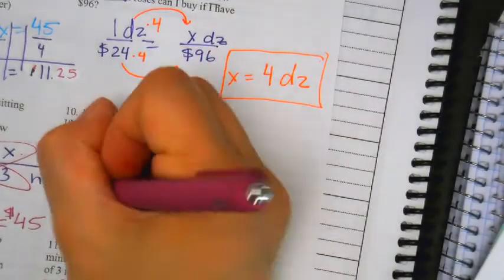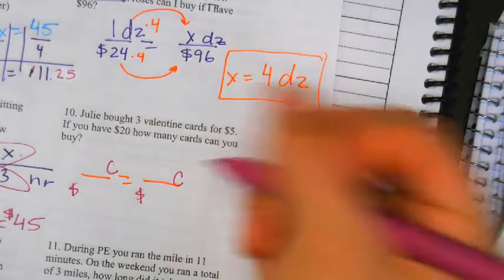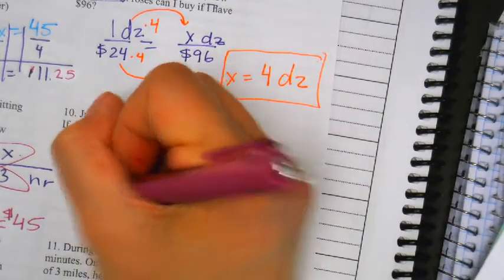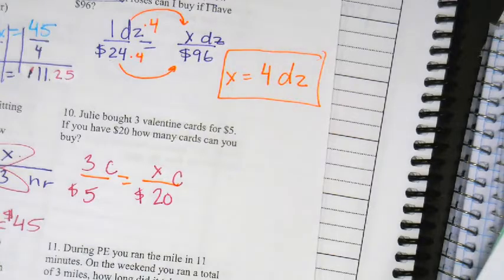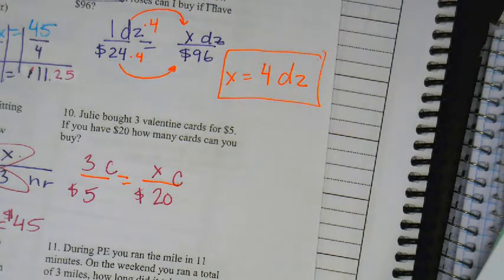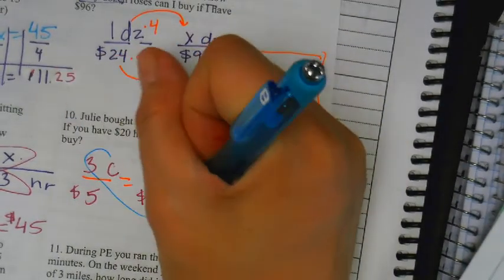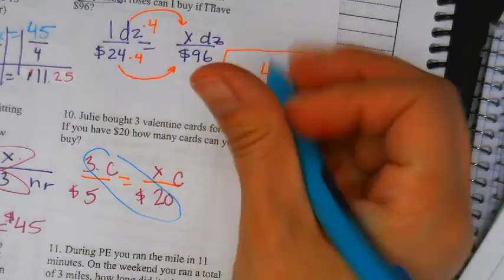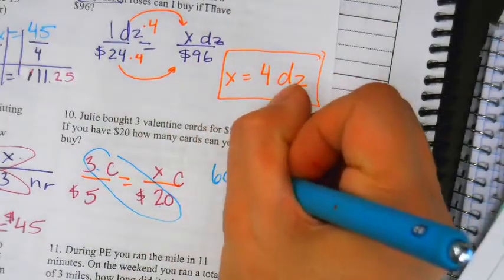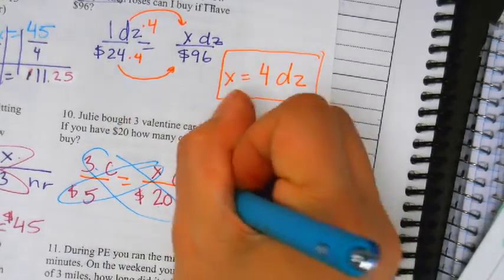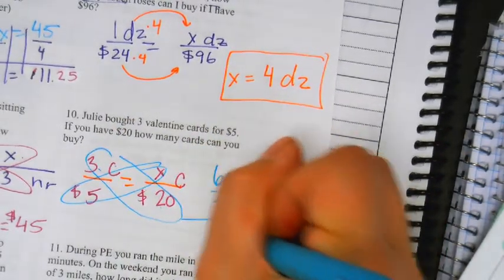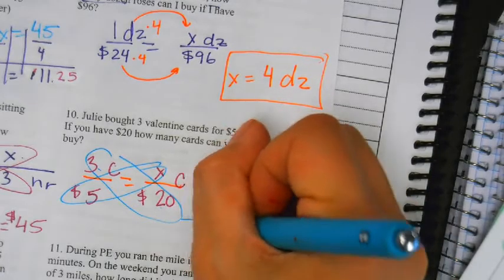Cards and money. Is there a relationship? Yes. Now, if you don't see relationships, you can just cross multiply and divide. It is harder math, but I'll do the harder math. 3 times 20 is 60, which is equal to 5x. So I'm going to divide by 5. X is equal to 12.